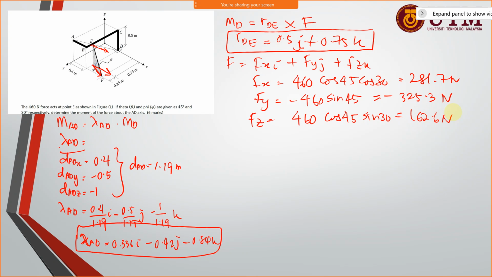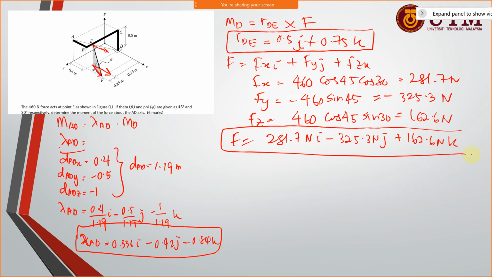Okay. So then lepas tu F in terms of vector component, so kita akan dapat 281.7 Newton I tolak 325.3 Newton J tambah 162.6 Newton K. So this is our F. Dan lepas tu baru kita boleh dapatkan dia punya MD lah.